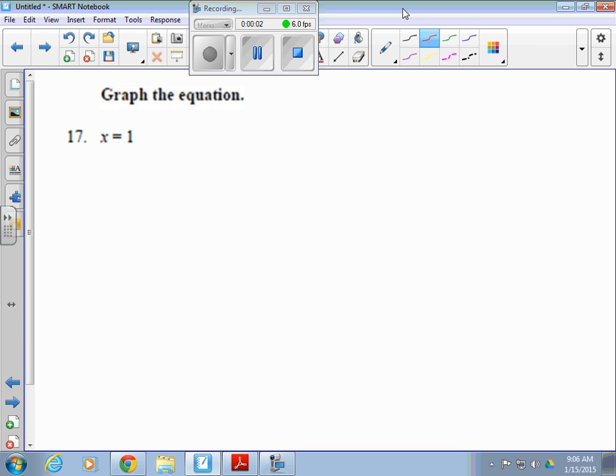This is Algebra 1, Spring Test number 1 study guide. This is part 2, picking up with number 17. It tells you to graph the equation.